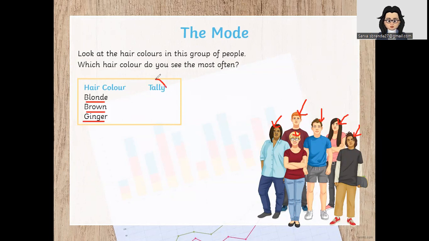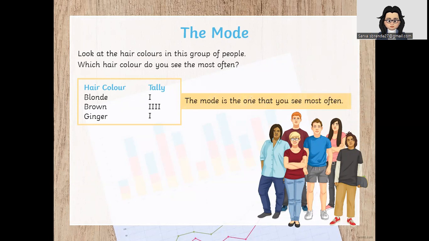Now, tallying is something that you learned in standard 3. It is a way of marking or counting in groups of 5. So if you remember, tally goes like 1, 2, 3, 4, 5. This is how you do a tally. The fifth line is a horizontal line that cuts across the first 4. So with that, we can start tallying: 1 for the blonde, 4 for the browns, and only 1 for the ginger. So in this case, which hair color do you see most often? That's right. The mode is the one that you see most often.